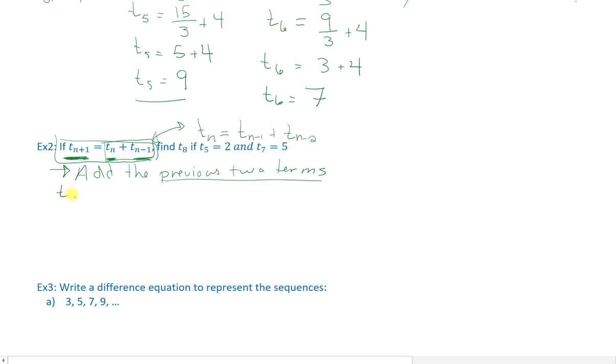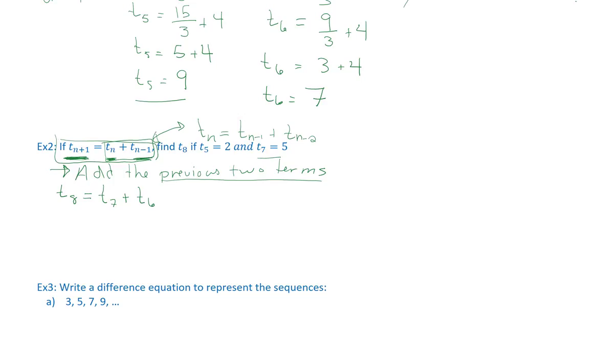Well, if I wanted T8, okay, again, what this difference equation means is I add up the previous two terms. Well, what's the term before T8? Well, that's T7. Ooh, I have that. Okay, that makes me happy. But it's plus T6, which I do not have. So I need to somehow figure out what T6 is so that I can use this equation to find T8. So I'm just going to put this on hold. Okay, so that equation's on hold for now until I can figure out what T6 is.